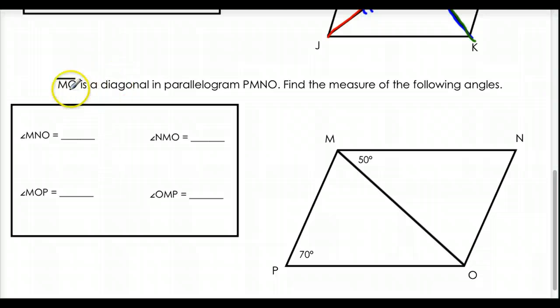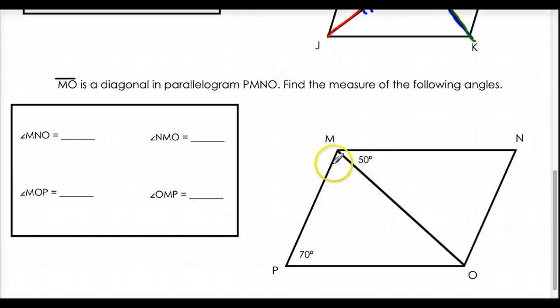Okay, next problem. MO is a diagonal in parallelogram PMNO. Find the measure of the following angles. And what we're going to do, once again, is start off by finding all the angles and filling this stuff in. So what are we going to do? We know this angle over here is 70. We know this angle is 50.